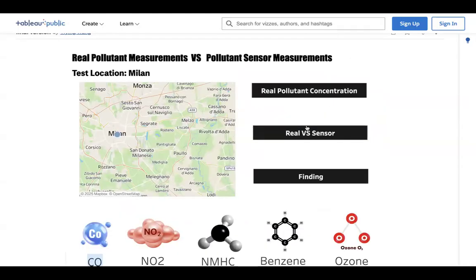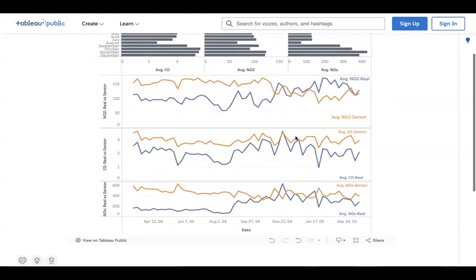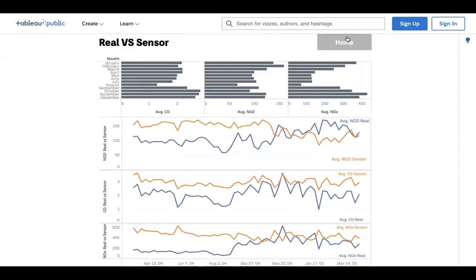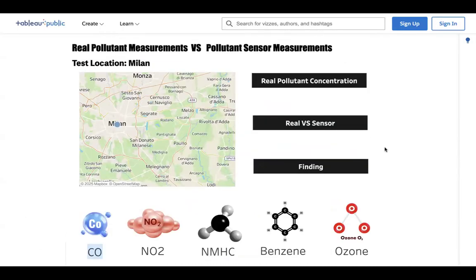The second section is real data versus sensor measurement. We can see there is a large difference between the two data. So why is this happening? Here's the most important part, the findings.